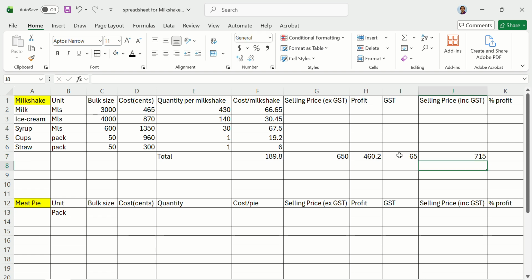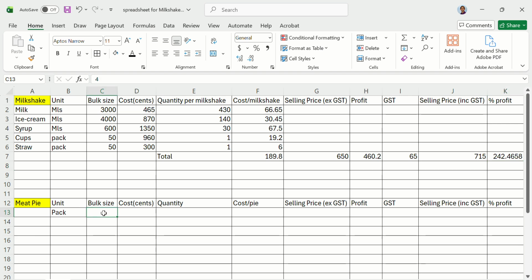Now we've got that. GST is calculated over here, but it's not included in your profits because that is a tax. Now, percentage profit, to calculate that, we need to do the profit over the initial cost of the milkshake, and we'll multiply that by 100. So we know the percentage markup we've got there is about 250%. That's usually the case with drinks.